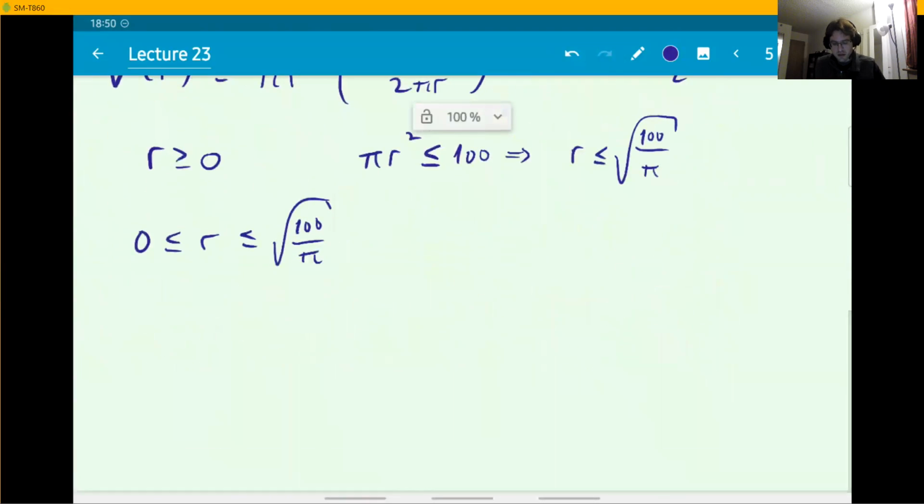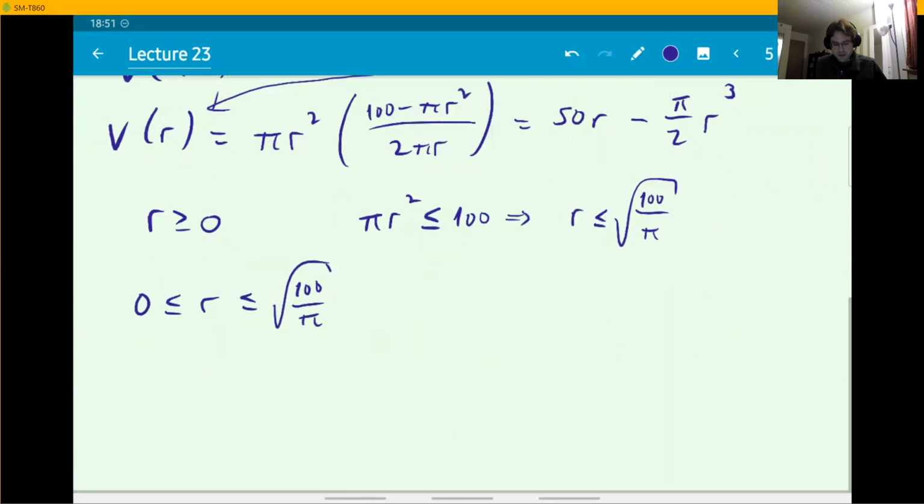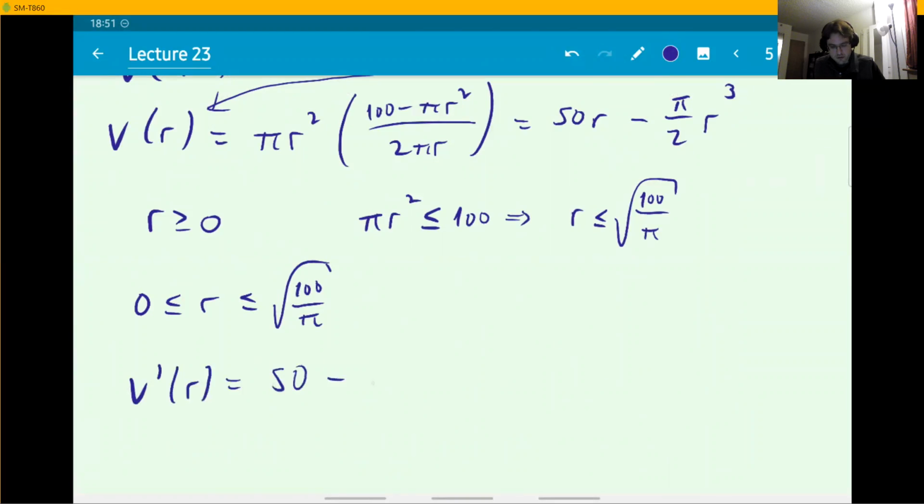Okay. So this is the function. These are the endpoints. Let's find V prime. That's an easy one to do. 3 pi over 2 r squared. Yeah, this is V prime. I'm looking at V right here and taking the derivative.